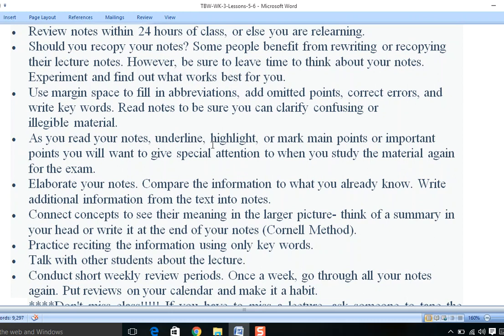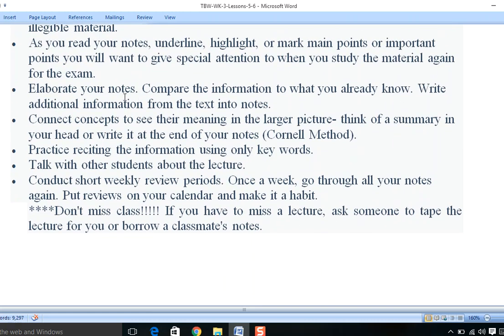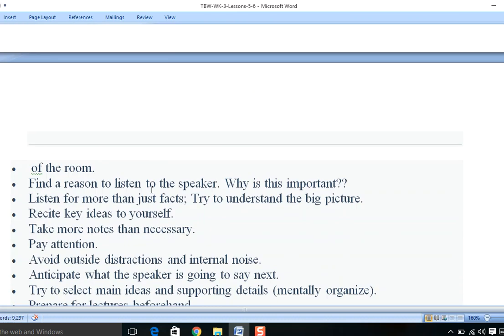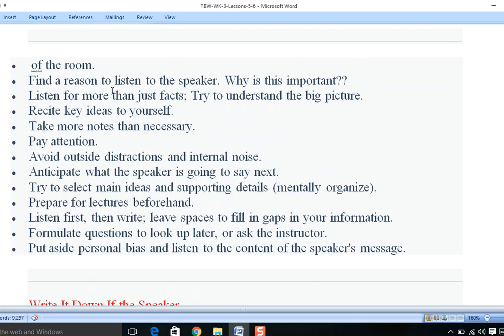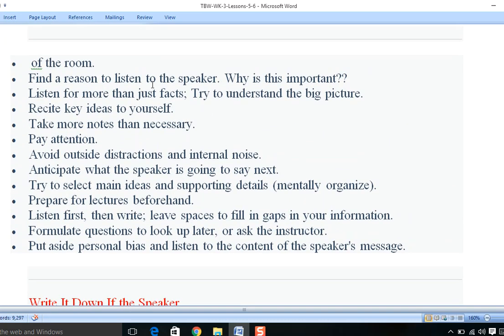As you read your notes, underline, highlight, and mark the main or important points you will want to give special attention when you review them again. Elaborate your notes. Connect the concepts to see the meanings in the larger picture. Practice reciting information using only keywords. Talk with other students about the lectures. Conduct short weekly reviews of the discussions. Fine. And find a reason to listen to the speaker.